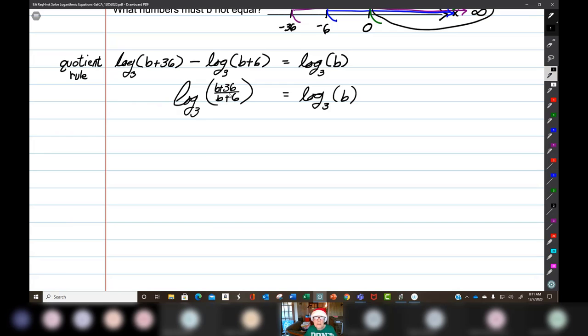And now we do have log base 3 of an argument equals log base 3 of an argument. They have the same base, so they're the same function, and the arguments are going to be equal. B plus 36 over B plus 6 equals B. Isn't that pretty? All right, now this is a rational equation. It's an equation that has a fraction in it. One fraction. So, we're going to multiply both sides by the denominator of this fraction because it's the only fraction.